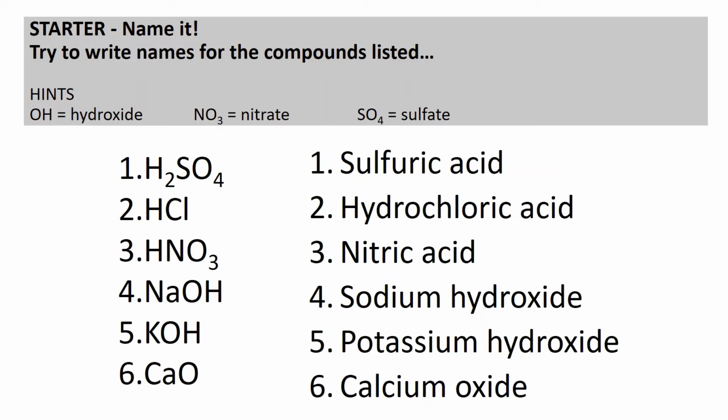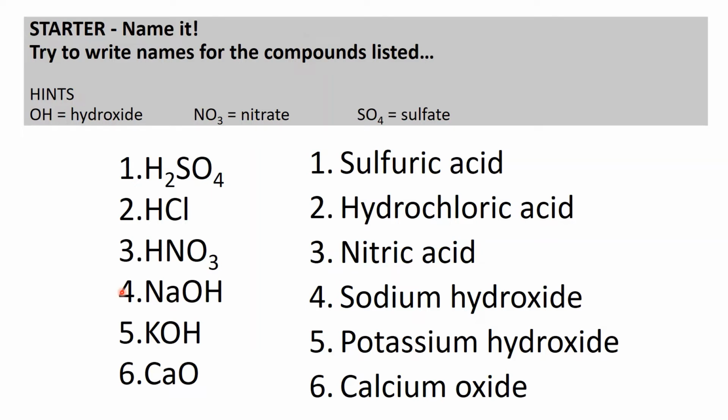In terms of the answers, number 1 is sulfuric acid. Looking at this, you could call it hydrogen sulfate. That's a perfectly acceptable answer. However, for reasons that we'll see, it's far quicker and far easier to call it sulfuric acid. Number 2 you could call hydrogen chloride, or hydrochloric acid, for very similar reasons. For number 3, you could call it nitric acid or hydrogen nitrate, but nitric acid is the name we use most commonly. Numbers 1 to 3 all have something in common. They're all acids, as we'll see.